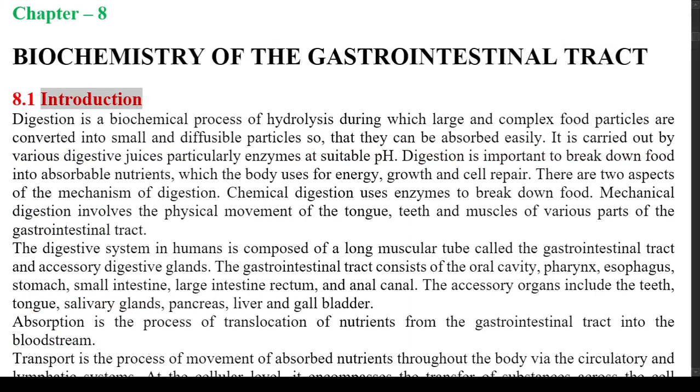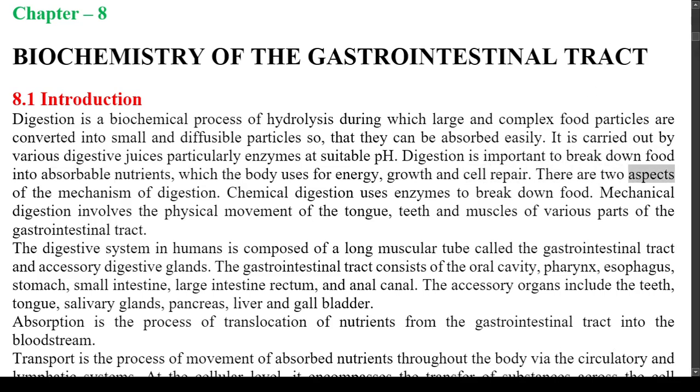8.1 Introduction. Digestion is a biochemical process of hydrolysis during which large and complex food particles are converted into small and diffusible particles so that they can be absorbed easily. It is carried out by various digestive juices, particularly enzymes at suitable pH. Digestion is important to break down food into absorbable nutrients, which the body uses for energy, growth, and cell repair.